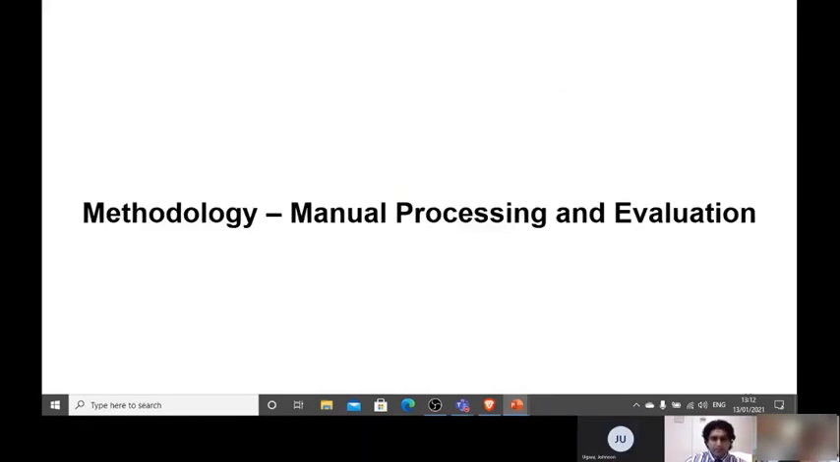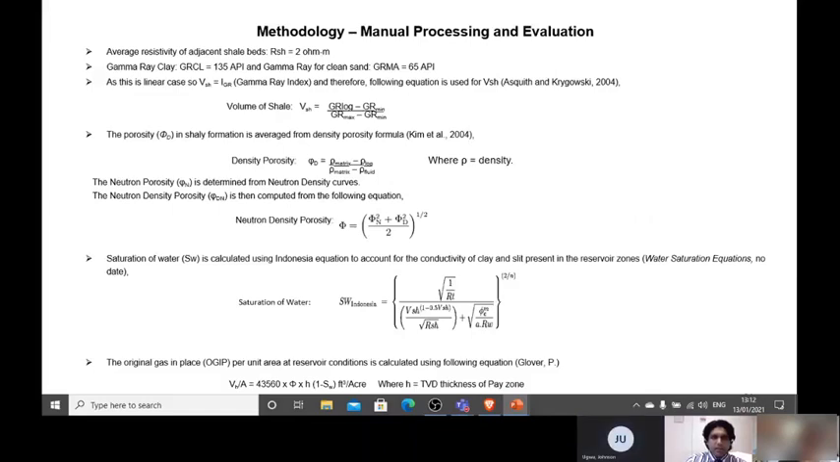Manual methodology. To cross-check the software computed results, following manual methodology is used.